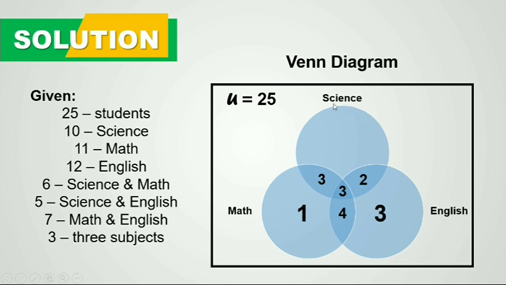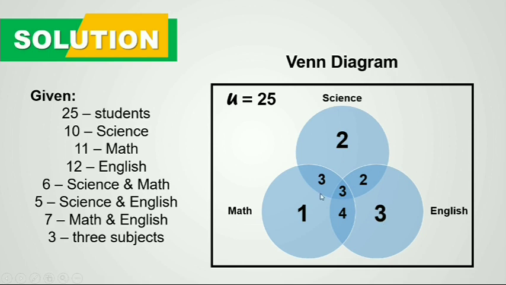So 10 of them like science, and this is the set for science. So you're just gonna add them. 3 plus 3, that's 6, plus 2, that's 8. So ilan na lang ang kulang? It's 2. So therefore 2 ang ilalagay mo dito. And then you have to add this number. So 2 plus 3, that's 5. Plus 1, that's 6. Plus 4, that's 10 plus 3, that's 13, 14, 15, 16, 17, 18.